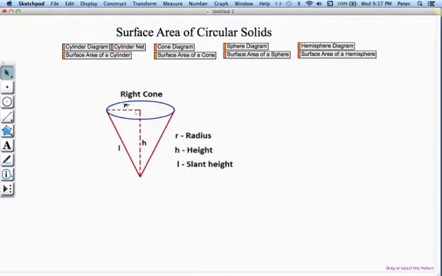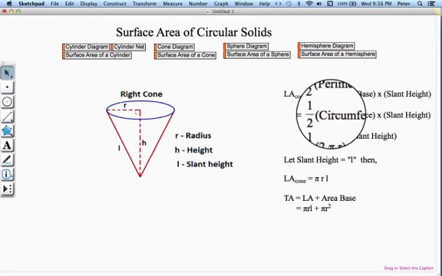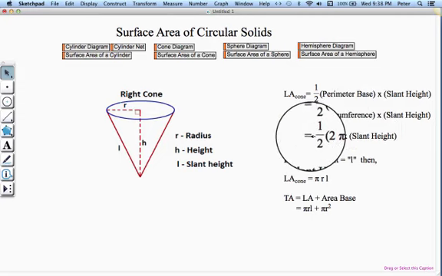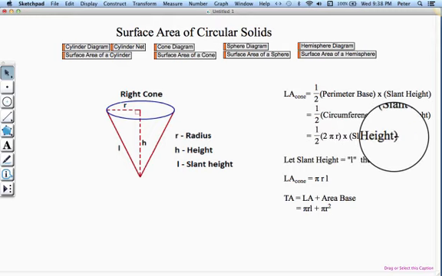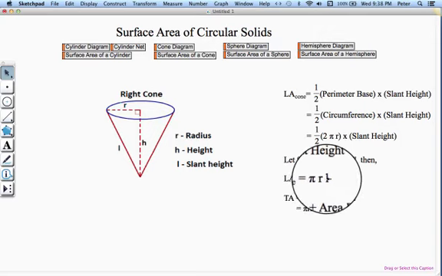For surface area, we're going to use the radius and the slant height, which is represented as L. So the surface area of a cone is broken up just like a pyramid into lateral area and total area. The lateral area of a cone is 1/2 the perimeter of the base times the slant height. Now because the base is a circle, we can represent that as 1/2 the circumference times the slant height. Again, circumference is 2 pi r, so when we multiply that by 1/2, we can really begin to simplify this formula to be the lateral area of a cone equals pi times r times L.